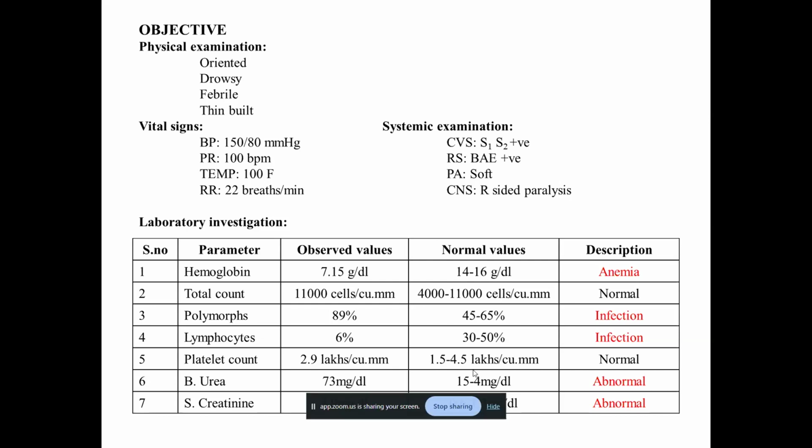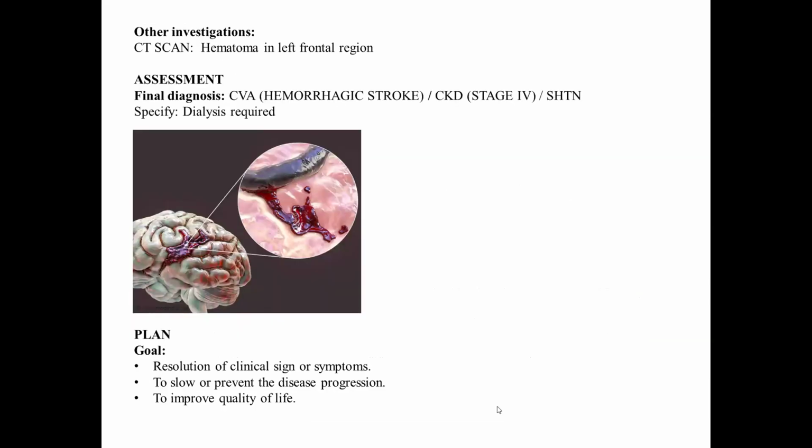On laboratory investigation, his hemoglobin was found to be 7.15 gram per deciliter, which indicated that he was anemic, and his polymorphs and lymphocyte levels were abnormal, indicating an infection. His blood urea and serum creatinine levels were also abnormal, indicating he had kidney disease. On CT scan, it was observed that he had hematoma in the left frontal region, which explains the right-sided paralysis. And on assessment, the final diagnosis was made to be hemorrhagic stroke with chronic kidney disease, which is stage 4, and systemic hypertension.